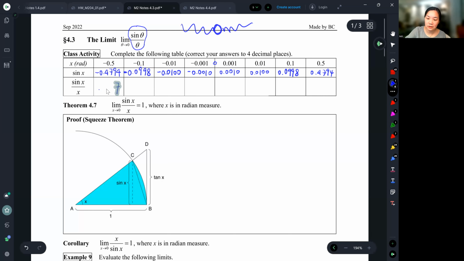Oh, it's the opposite. Sorry, it's a reciprocal. It's sine divided by x. So sine 0.5 divided by 0.5 is 0.9589, and sine 0.1 divided by 0.1 is 0.9983, sine 0.01 divided by 0.01. That's already 1.0000, and this one as well.